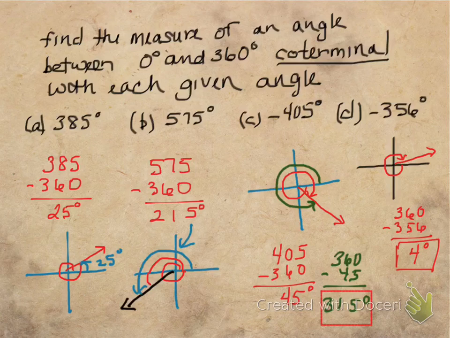So negative 356 degrees. I go around, but not quite all the way. It's not a full circle. It's only 4 degrees short of a full circle. So a positive 4 degree angle would end in the same exact location as a negative 356 degree angle. Now, of all of those, I think the trickiest one was negative 405. Because of our directions, we had to have an angle between 0 degrees and 360 degrees.